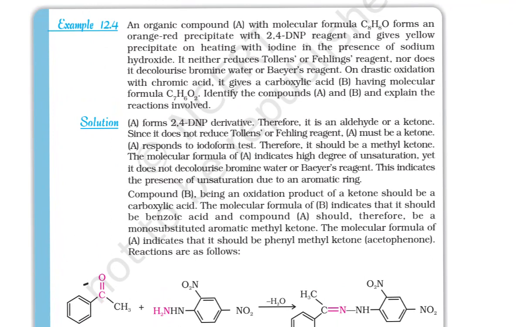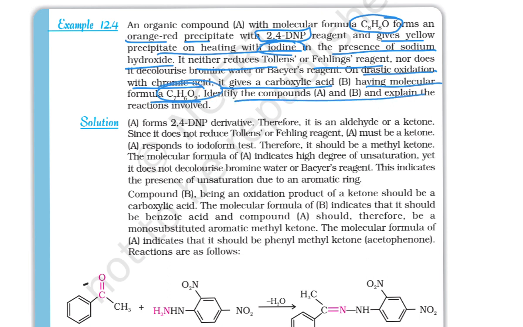An organic compound A, with molecular formula C8H8O, this is acetophenone, forms an orange-red precipitate with 2,4-dinitrophenylhydrazine. The reagent gives a yellow precipitate, and on heating with iodine in the presence of sodium hydroxide there is a formation of iodoform. It neither reduces Tollens' nor Fehling's reagent, so it does not have an aldehyde group. Then on drastic oxidation with chromic acid, it gives a carboxylic acid having molecular formula C7H6O2. It is probably benzoic acid. Then identify the compound, right?